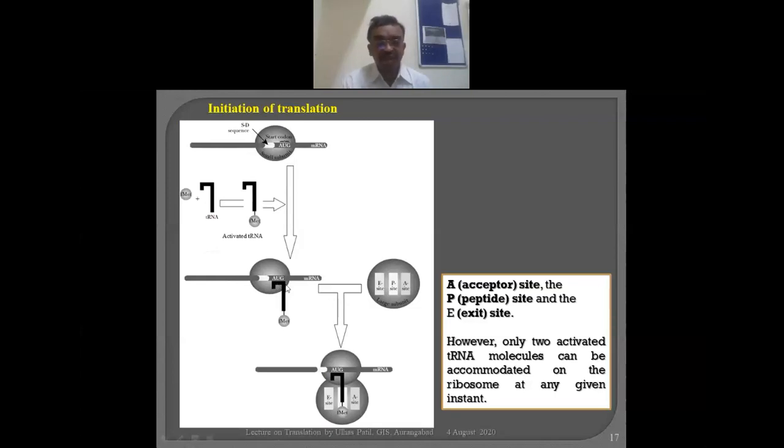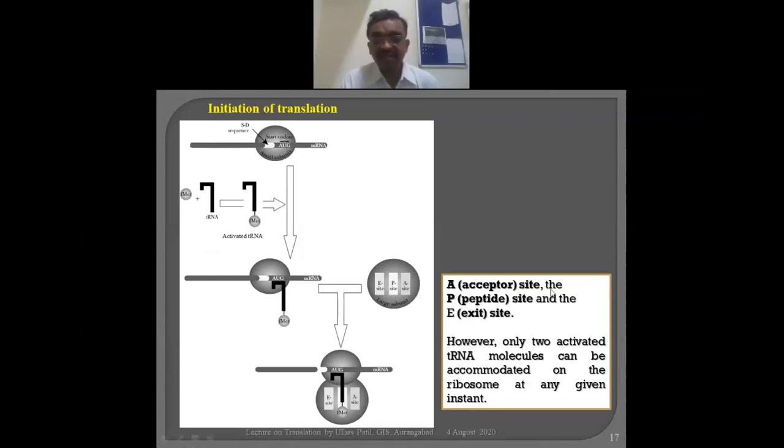I am once again elaborating how this initiation complex gets formed. Keep in mind there is a systematic process. First the mRNA and small unit combine, then the tRNA comes. Then in the later picture, the larger unit of the ribosome comes. Here also keep in mind that magnesium ions play a very important role in assembling the ribosomal unit. So here there are three sites: E site, P site, and A site.